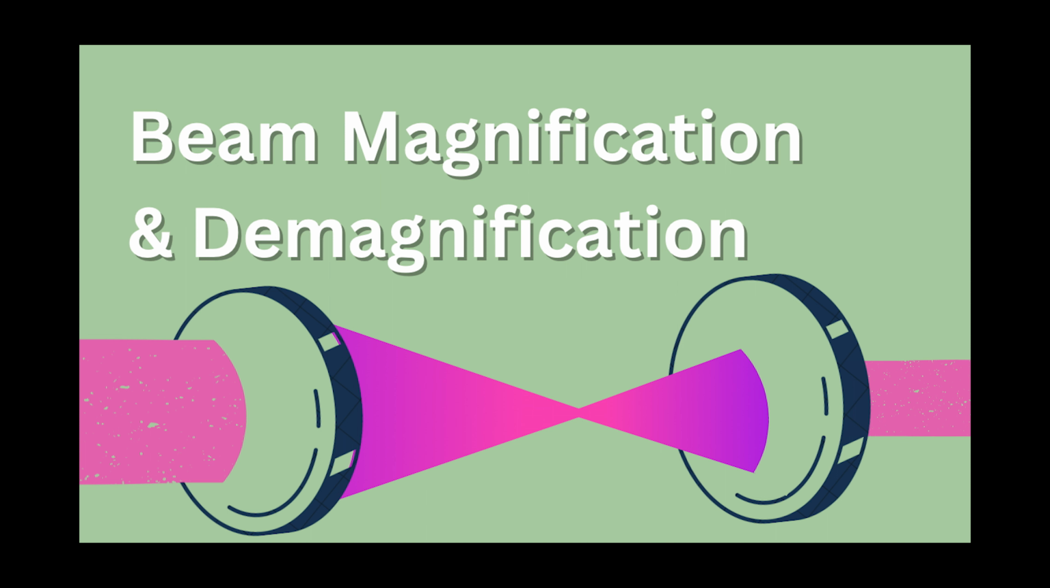Hi there, my name is Lane, and today I'm going to be discussing beam magnification and demagnification. This is a technique used to increase or decrease the spot size of a beam and to increase or decrease the power density of the beam.